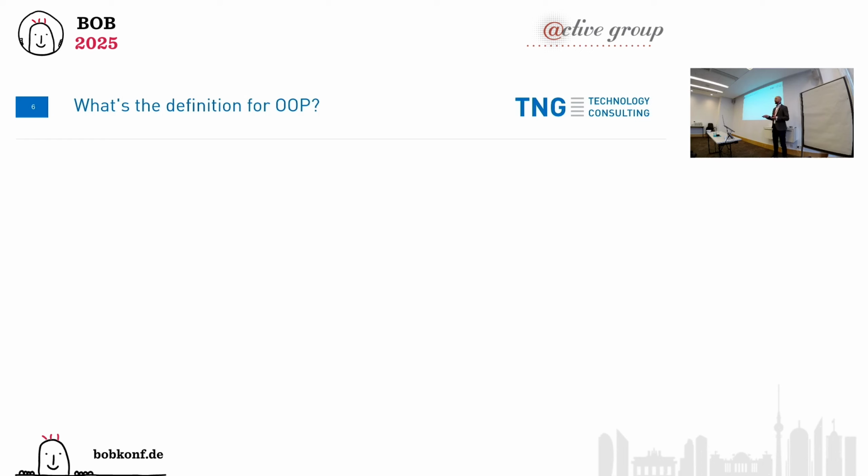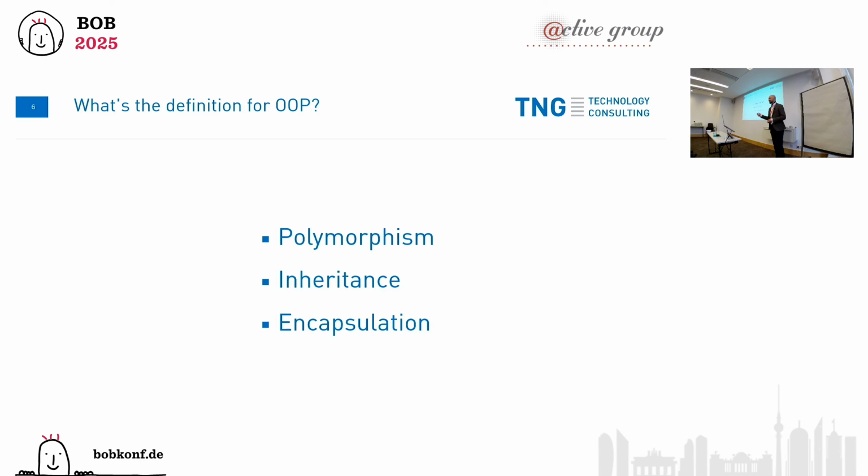So one definition that I frequently came across, for example, in university, what do people teach in university what object-oriented programming is? Usually you get something like this: polymorphism, inheritance, and encapsulation. Would you agree that this is the definition, or that this describes object-oriented programming? No? Okay, that's good. All right, so I learned this in university, right? So at least for a long time, I took this as gospel.